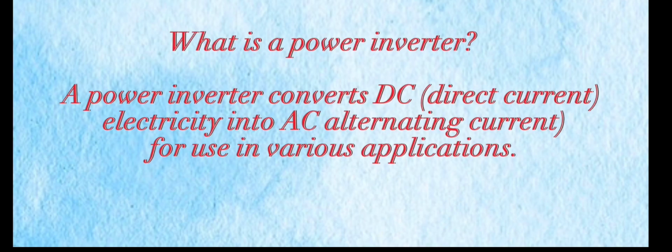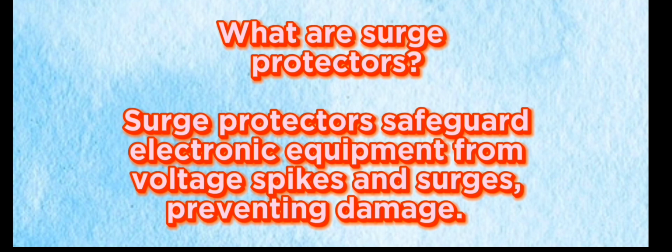What is a power inverter? A power inverter converts DC (direct current) electricity into AC (alternating current) for use in various applications. What are surge protectors? Surge protectors safeguard electronic equipment from voltage spikes and surges, preventing damage.